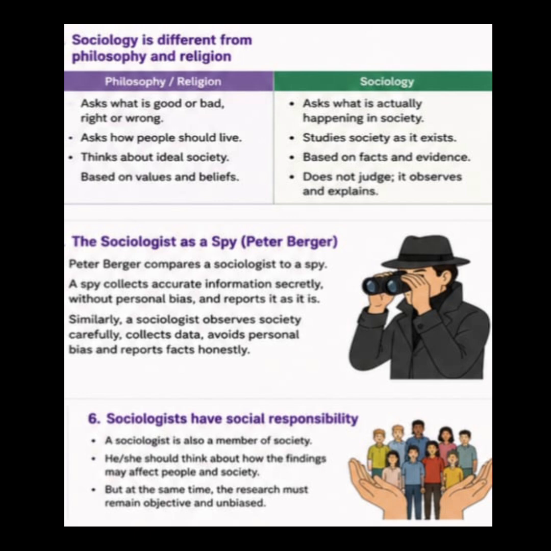Peter Berger was an American sociologist. He compared a sociologist to a spy. A spy collects accurate information secretly without personal bias and reports it as it is. Similarly, according to him, a sociologist should also observe society carefully, collect data, avoid personal bias, and report the facts as they are. Sociologists have social responsibility. Therefore, the research must remain objective and unbiased.